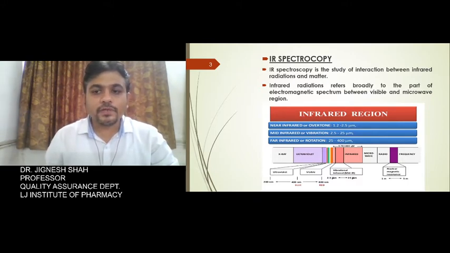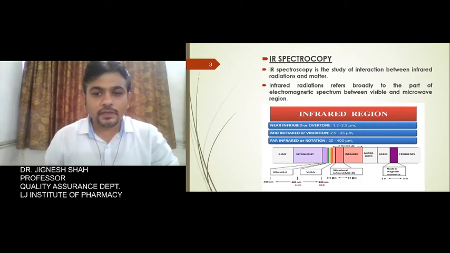So infrared radiations refer broadly to that part of the electromagnetic spectrum which lies between the visible as well as the microwave region. So that part of the radiation which is lying between the visible spectrum and the microwave region is known as infrared spectrum or infrared radiation.